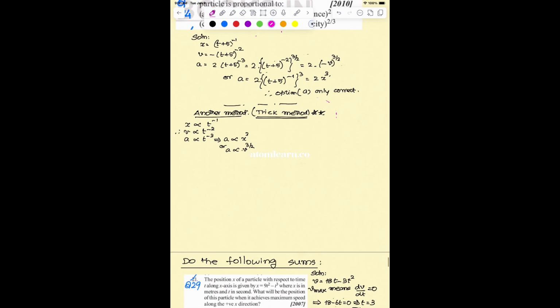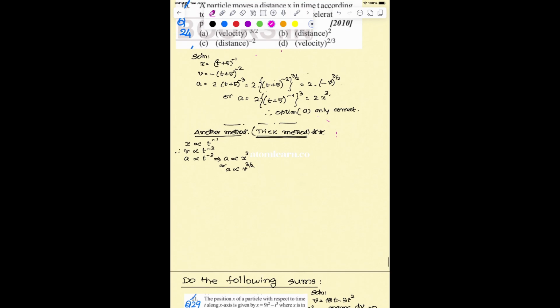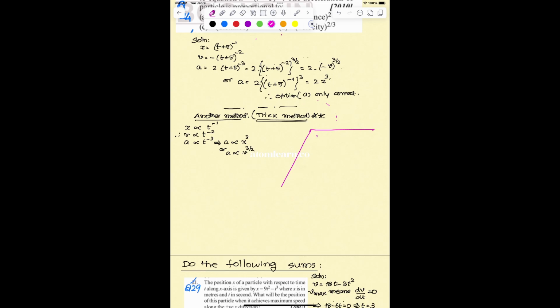In all these cases, wherever they are asking about proportionality, you start like this. Always start with this: let displacement be proportional to t power n, where n is unknown. Then you just differentiate once with reference to t, and you get velocity proportional to t power n minus 1. Then differentiate once more, and you get acceleration proportional to t power n minus 2.